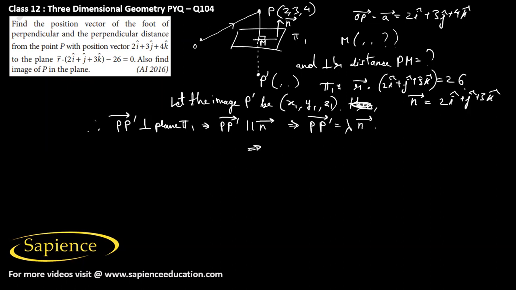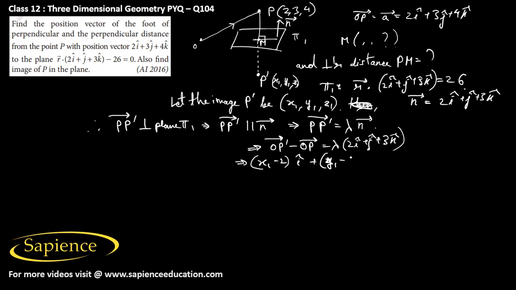So if P dash is x1, y1, z1, then P dash vector will actually be OP dash minus OP vector. That is equal to lambda times n vector, which is 2i cap plus j cap plus 3k cap. So OP dash minus OP vector will be x1 minus 2 i cap, plus y1 minus 3 j cap, plus z1 minus 4 k cap. So that will be equal to lambda times 2i cap plus j cap plus 3k cap.